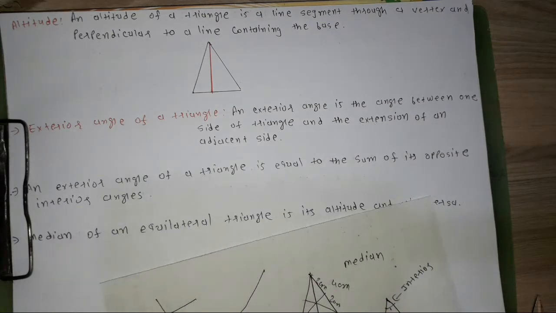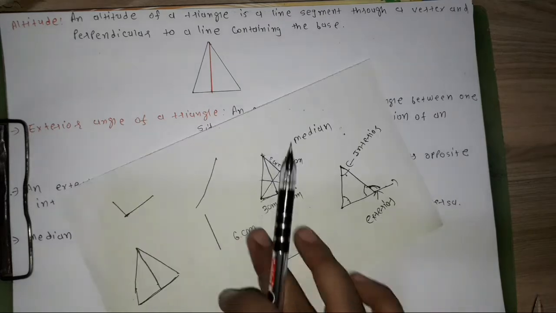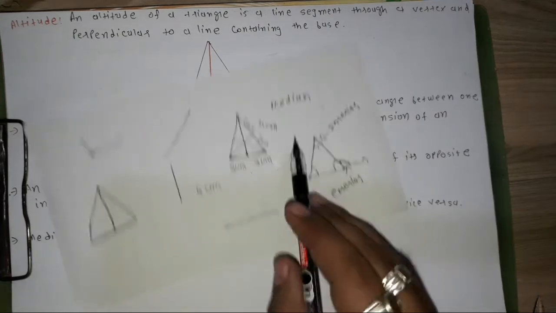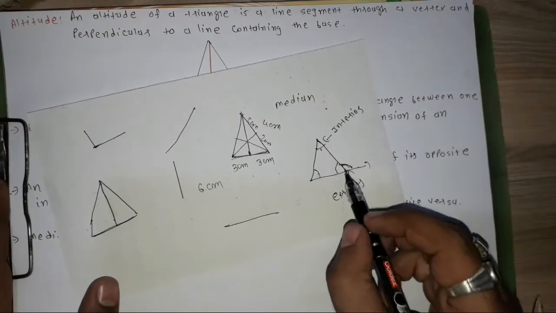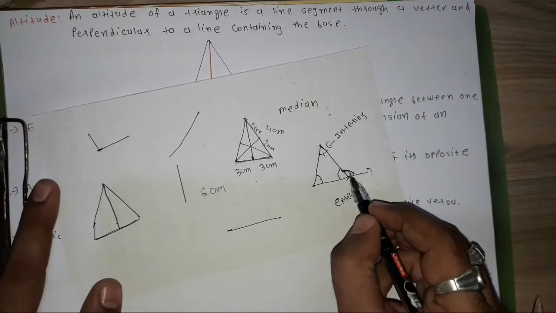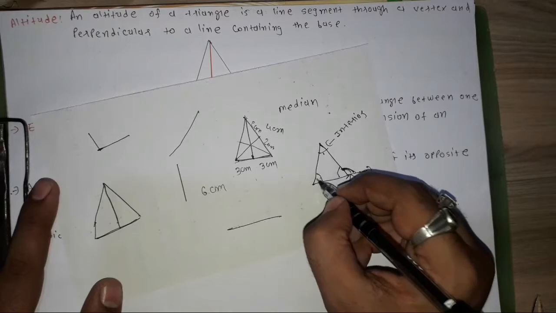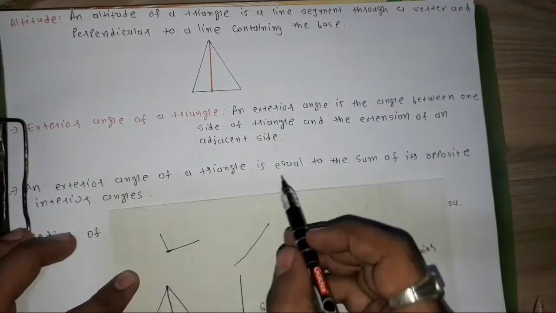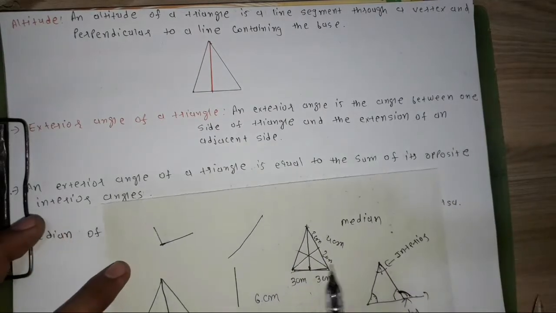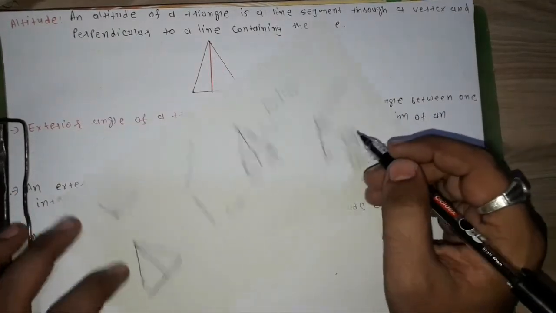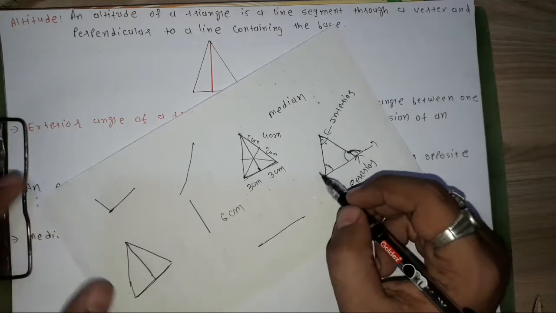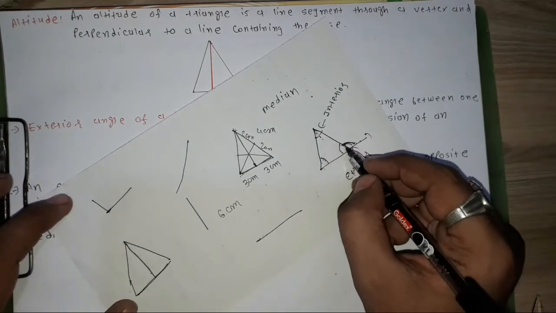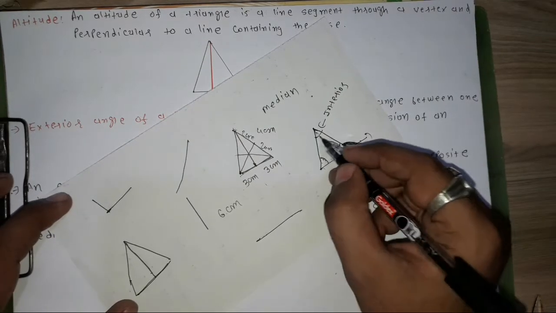An exterior angle of a triangle is equal to the sum of its opposite interior angles. Now what are the interior angles? Just now I told you, angles which are inside the triangle. Now the measurement of this angle will be equal to the measurement of these two angles. So an exterior angle of a triangle is equal to the sum of its opposite interior angles. So the opposite angles to this angle are these two angles.